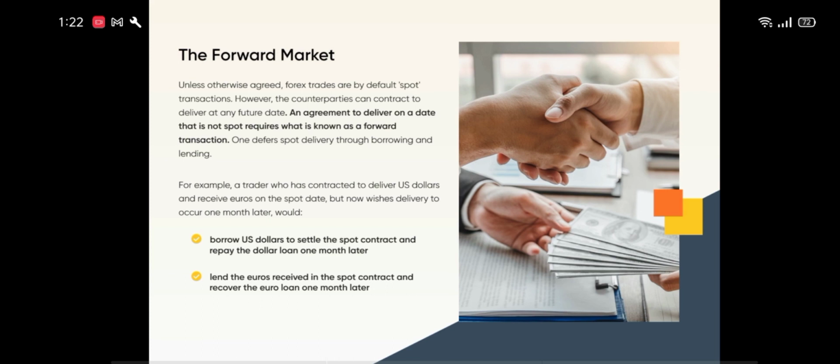For example, a trader who has contracted to deliver US dollars and receive euros on the spot date, but now wishes delivery to occur 1 month later, would borrow US dollars to settle the spot contract and repay the dollar loan 1 month later. Lend the euros received in the spot contract and recover the euro loan 1 month later.